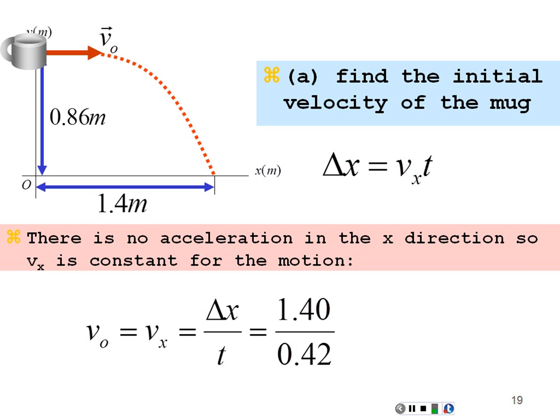So our velocity will equal our displacement divided by time in the x direction. 1.4 meters divided by 0.42 seconds. 3.34 meters per second. So for all that time, we were moving at constant velocity in the x direction, 3.34 meters per second, and that must have been our velocity when we left the counter, 3.34 meters per second. We had no velocity in the y direction. All our velocity was in the x direction, and it was 3.34 meters per second.